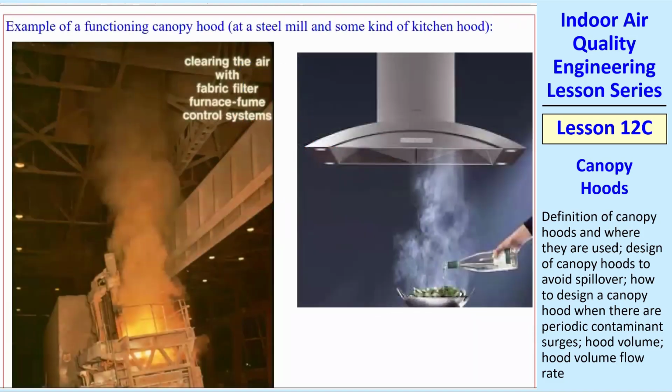Here's some pictures. This is in a steel mill, the one on the left there. You can see all that smoke coming up. There's a rectangular canopy hood up there that would go out, either out the roof or to some cleaner. Here's a fancy kitchen hood, and they're pouring some oil on something that's burning, and you get smoke, and the idea is to draw that smoke out.